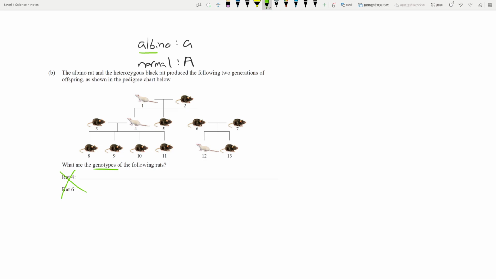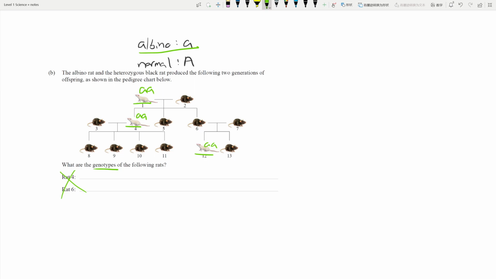So albino rats are small a's. That means this one must be small a, small a. This one must be homozygous recessive, because they have to have a lowercase a and another lowercase a. If they were to have the dominant capital A, they would be normal.